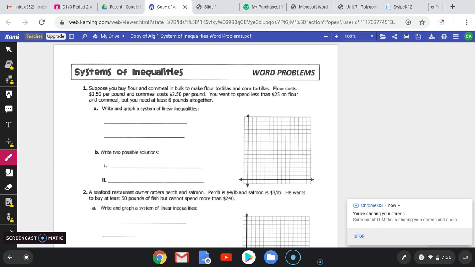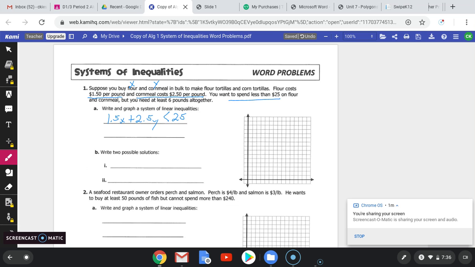So if I look at number one, suppose you buy flour and cornmeal to make tortillas. So let x represent flour and y represent cornmeal. It says flour costs $1.50 per pound and cornmeal costs $2.50 per pound. Remember, the word per means multiply, so we know it's going to be 1.5x and 2.5y. He wants to spend less than $25, so we're going to add that together. Now, less than $25. Does that include 25? The answer is no, because he says he wants to spend less than that. 25 would be too much, so less than 25.